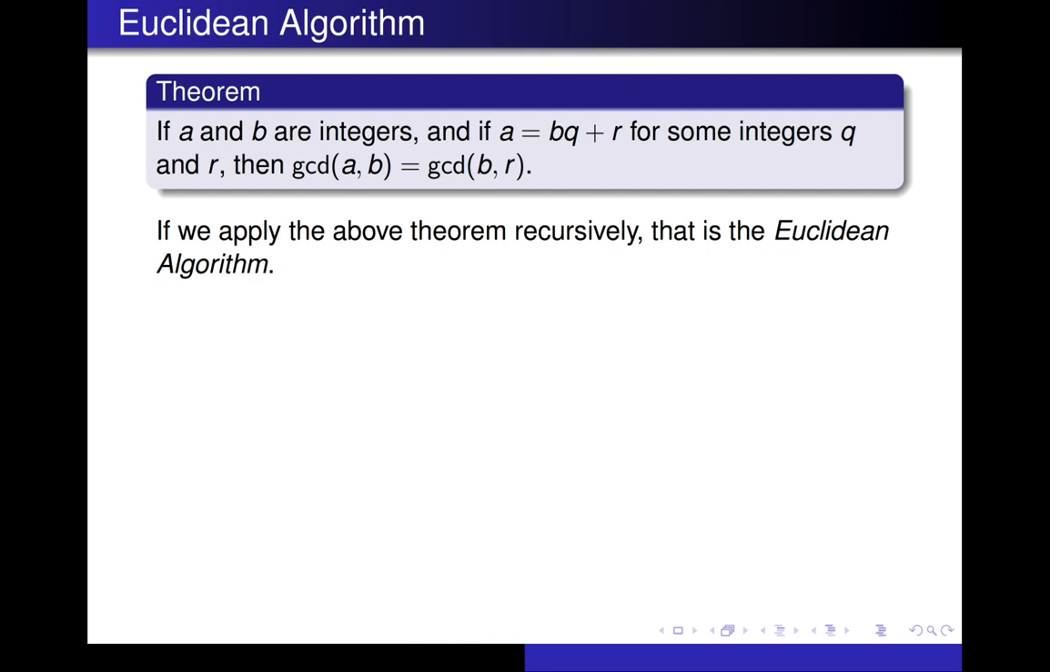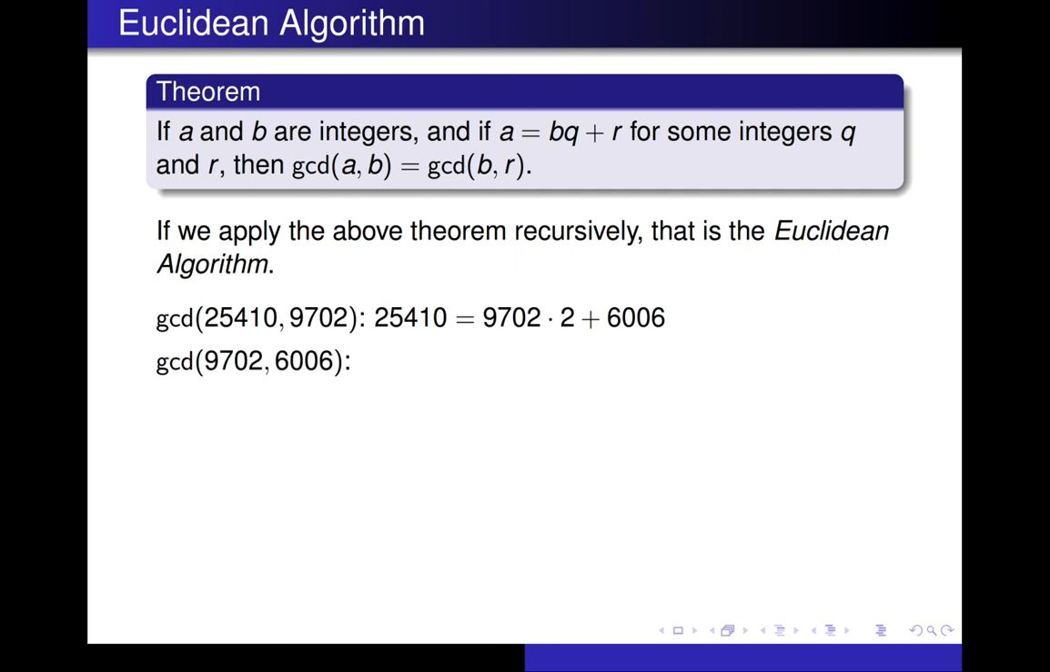And if we apply the above theorem recursively, in other words, if we go through this process over and over again till we get a GCD, that is called the Euclidean algorithm. So if we apply it to the problem that we were just doing, we already did the quotient remainder on that, right? So we get 9702 times 2 plus 6006 equals 25410. And so that means that we get the same GCD for 9702 and 6006. And when we use the quotient remainder on that one, we get 9702 equals 6006 times 1 plus 3696. And so that gives us the same GCD for 6006 and 3696.